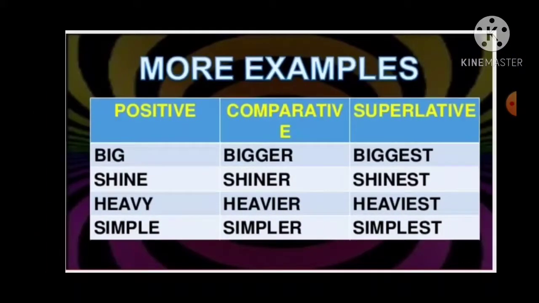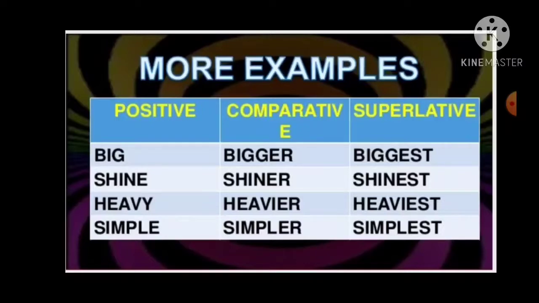Next, some more examples: big, bigger, biggest. Remember that when we add er to the positive degree to form the comparative and superlative, if the last letter is a consonant preceded by a short vowel, see here in big, g is the consonant and the preceding vowel is i, then we double the last letter before we add er. So, bigger, biggest. In the same manner, hotter, hottest. Next, shine, shiner, shinest, heavy, heavier, heaviest.